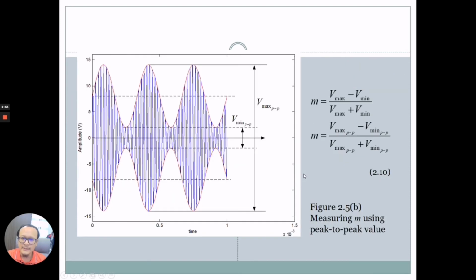We can also determine the modulation index if they give Vmax peak to peak or Vmin peak to peak. So we use this equation: the modulation index is equal to Vmax minus Vmin over Vmax plus Vmin, or Vmax peak to peak minus Vmin peak to peak over Vmax peak to peak plus Vmin peak to peak. So it depends on how you interpret the figure or the AM signal.